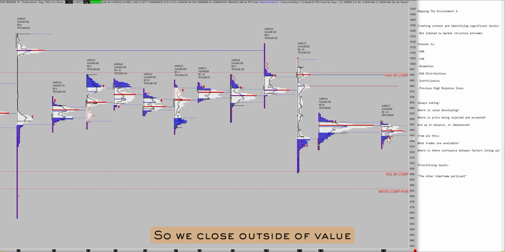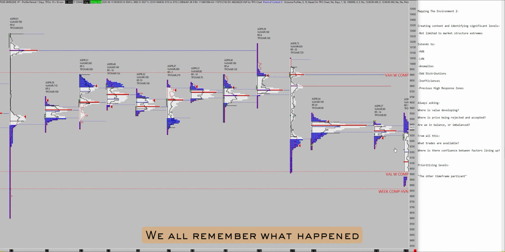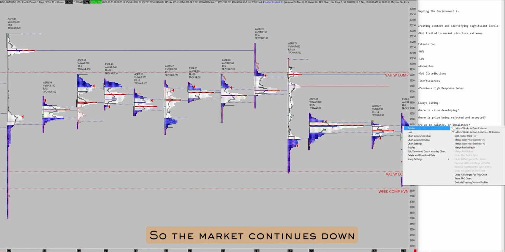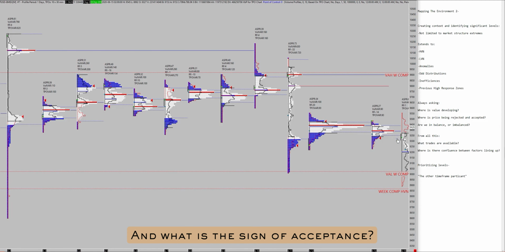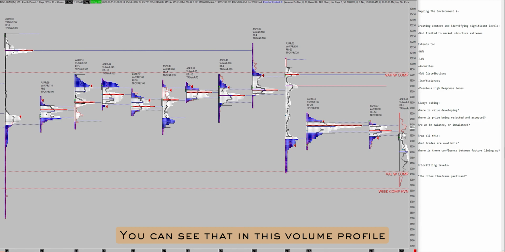So we close outside of value. We're likely looking at, again, a breakdown. We all remember what happened. The market continues down, and what is the sign of acceptance? You can see that in this volume profile, there's already a sign that the presence here is being accepted by the increase in volume.